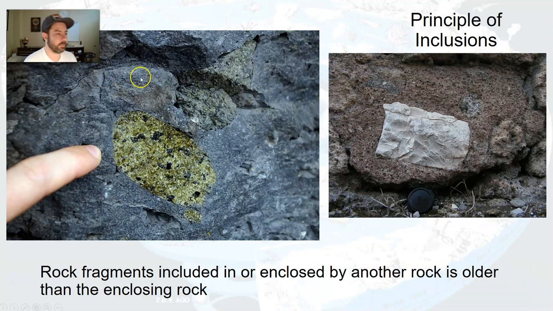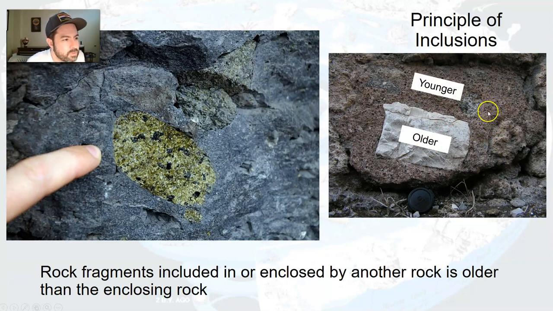Principle of inclusions. What this states is that rock fragments that are included in or enclosed by other rocks are older than the enclosing rocks. So this piece had to exist first, so it's older, in order to exist in this rock. If we look at this rock, it looks vesicular, it looks volcanic, maybe scoria or something like that. So it looks like this rock existed, and maybe this lava, this is an extrusive igneous rock, flowed out around this rock. So this rock existed first, this material cooled, so older, younger.